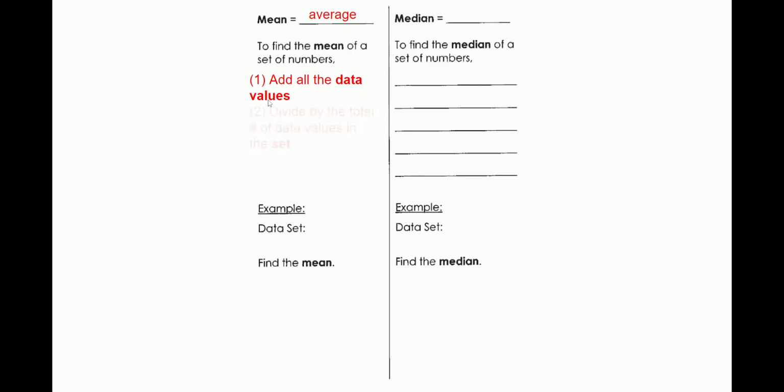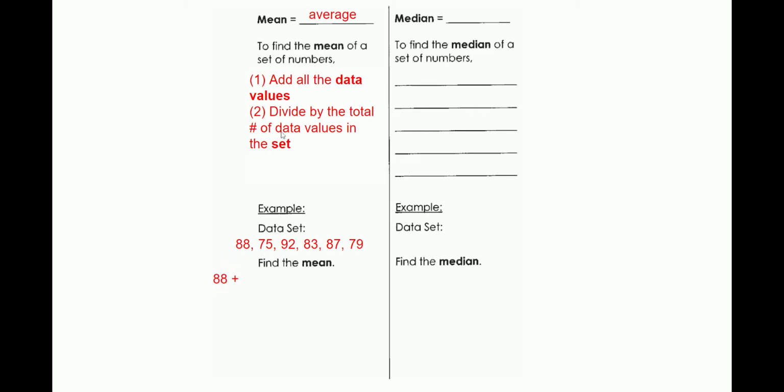We're going to give you some examples. Divide by the total number of data values in the set. So let's say our data set is 88, 75, 92, 83, 87, and 79. Let's pretend this is how many inches people are in a classroom: 88, 75, 92, 83, 87, and 79 inches. Find the mean. Well, these are really tall people, but it's okay.